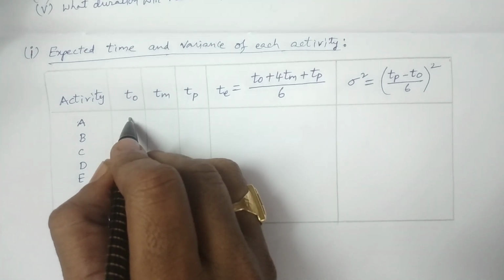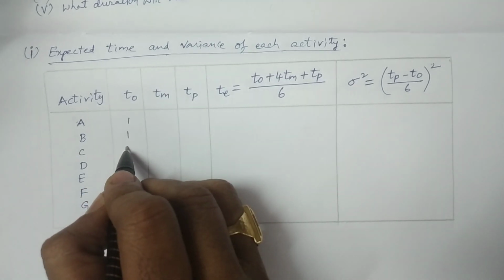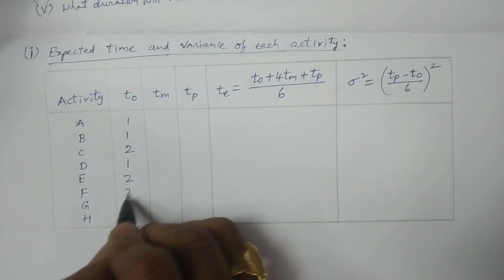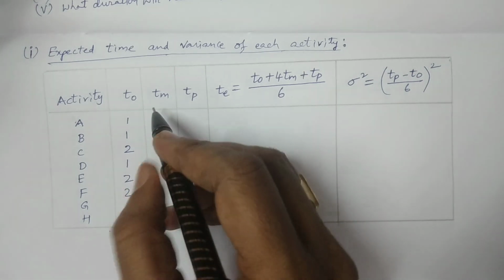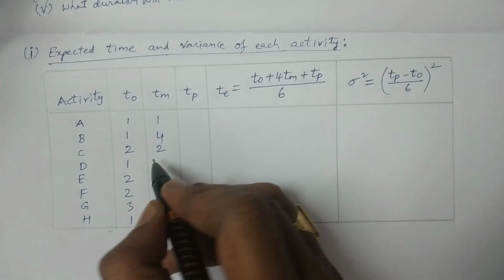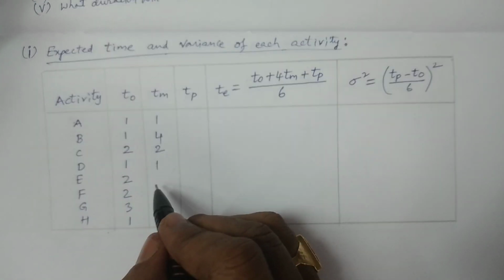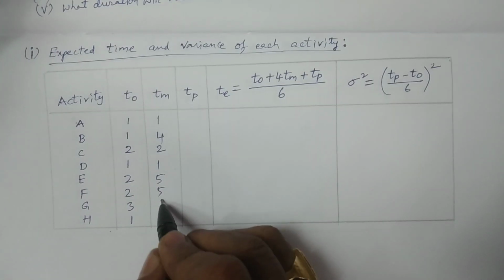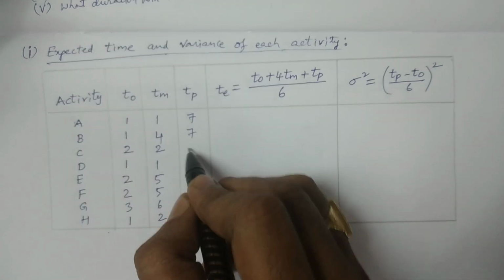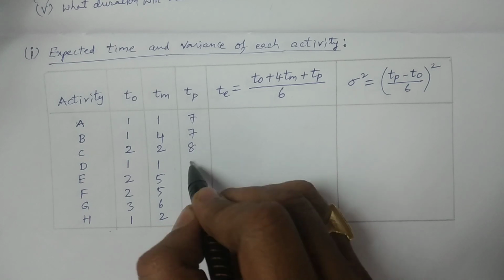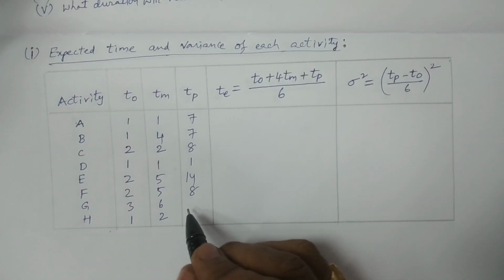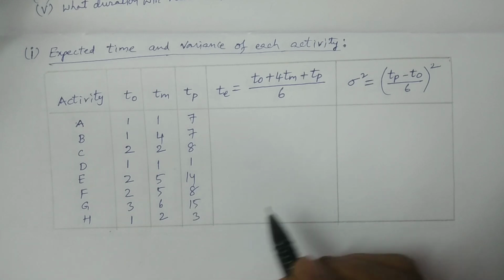I write the values: T naught is 1, 1, 2, 1, 2, 2, 3, 1. Tm, the values are given here: 1, 4, 2, 1, 5, 5, 6, 2. And Tp, the values here: 7, 7, 8, 1, 14, 8, and 15, 3. So these are the values given here.